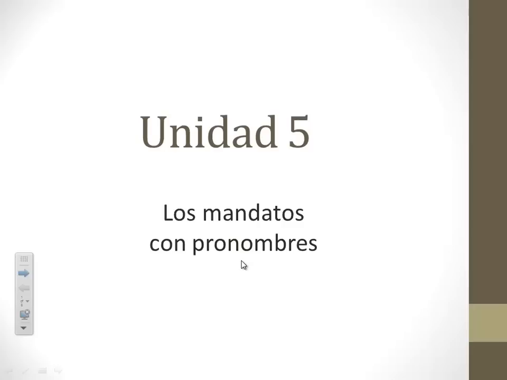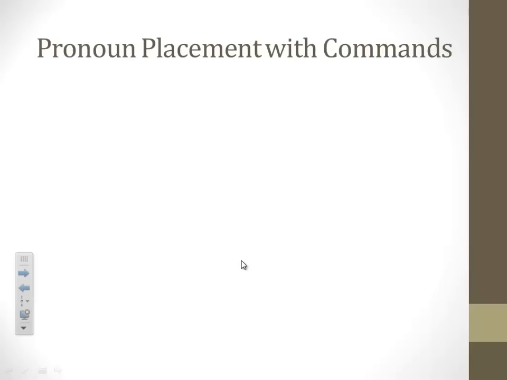Okay, so today we're going to be talking about where to put pronouns when we use them with a command. In English, you use pronouns with commands all the time. Example, tell me the truth. Me is the pronoun. Buy it for him. Okay, it and for him are both pronouns.